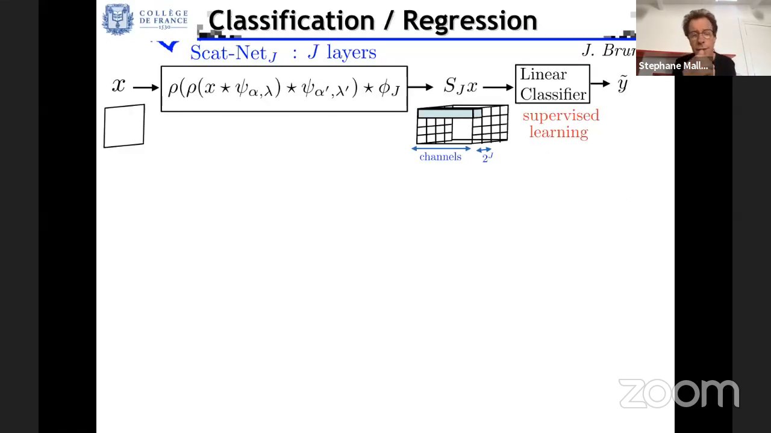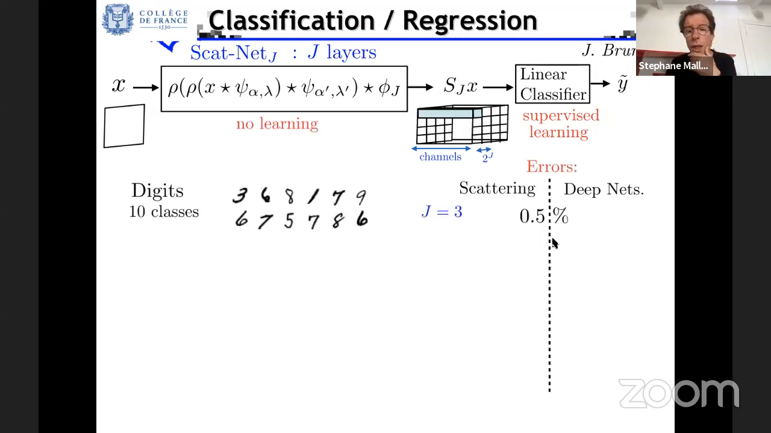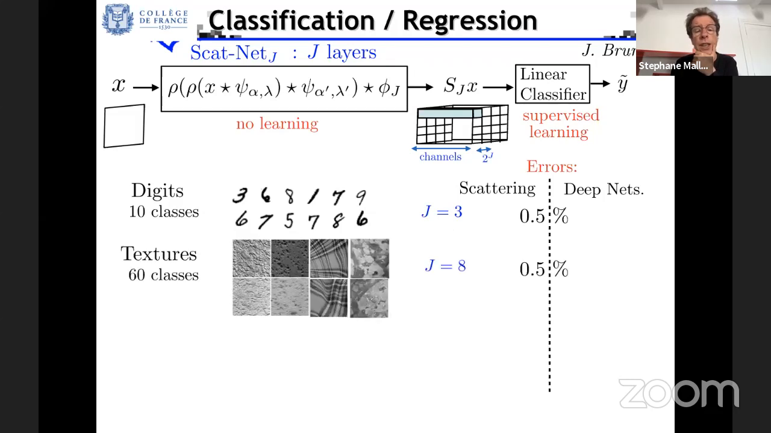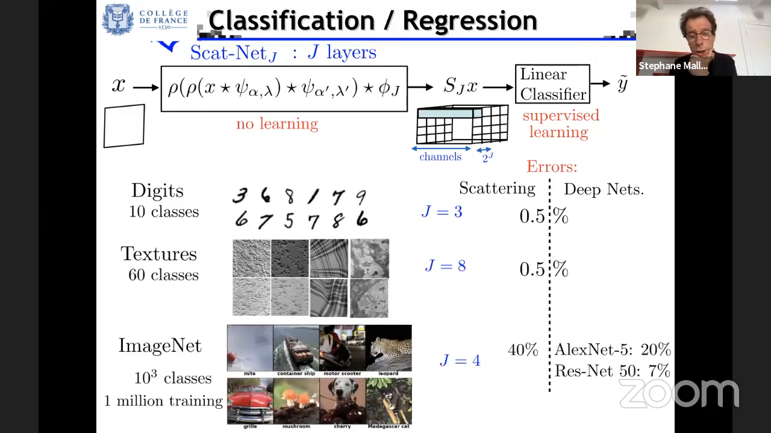So if you apply that directly to classification, you have your network, which again, you don't learn anything, you don't have any connection across channels, which produces a representation where you have in the different channel, the different frequency, different phase, and then you put a logistic linear classifier at the end. That will work well if you have a simple problem like digit classification, textures, but it's not going to work if you have a very complex problem like ImageNet, where the error is of the order of 40%, whereas in the case of ImageNet, the error is twice smaller with AlexNet, or even much smaller for ResNet.